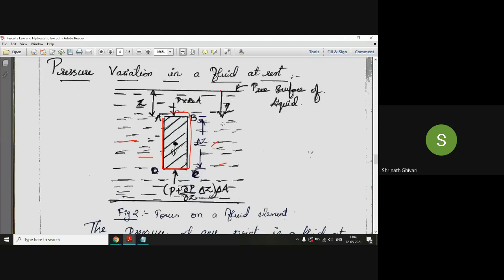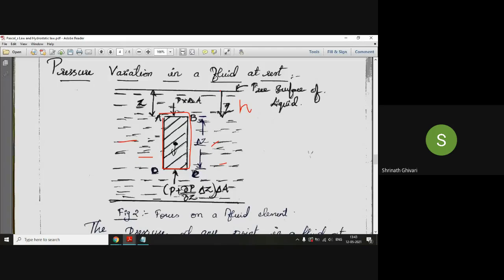From the free surface of the liquid, at a depth H, or Z, we can take a fluid element. The length of the fluid element is delta Z. The fluid element is placed at a height H from the free surface of the liquid, and it has a height of delta Z. That delta Z is nothing but the height of that fluid element.